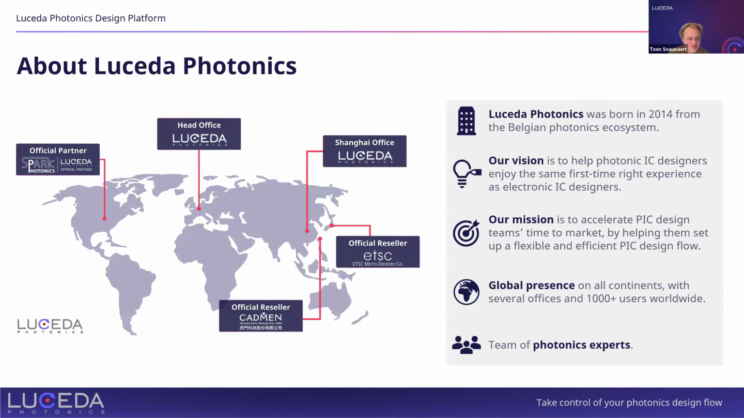So first about Luceda Photonics. Luceda Photonics was born in 2014 from the Belgian photonics ecosystem. And our vision is to help photonic IC designers enjoy the same first-time right experience as the electronic IC designers. And we want to do that by helping them set up a flexible and efficient PIC design flow. Our head office is in Belgium. Then we also have an office in Shanghai. And we have an official partner, Spark Photonics, which is a design house. Then we also have two resellers, one in Japan and one in Taiwan.